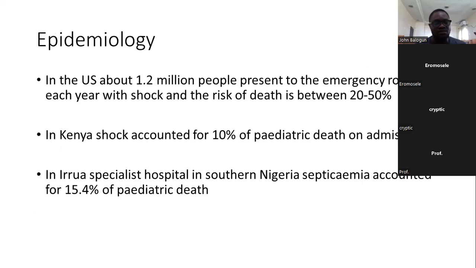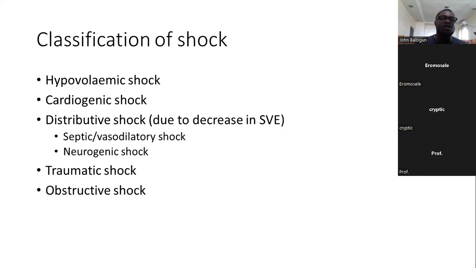Having said that, this epidemiology, you don't need it. It's just giving you an idea of how prevalent shock is in the US, in Kenya, and even in Nigeria. Now again, shock can be classified basically into 4 types of shock. We have the hypovolemic shock, the cardiogenic shock, the distributive shock, and the obstructive shock. Please don't worry yourself about the traumatic shock. That is not necessary at your level.